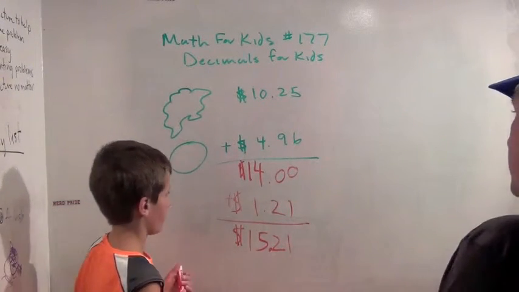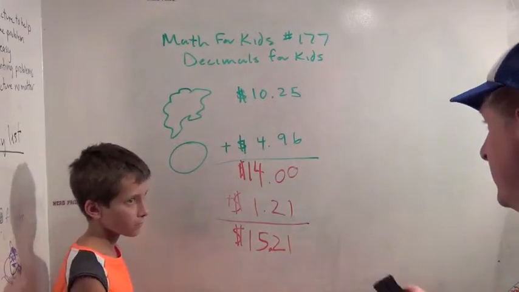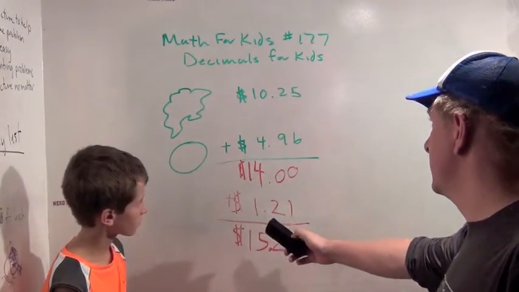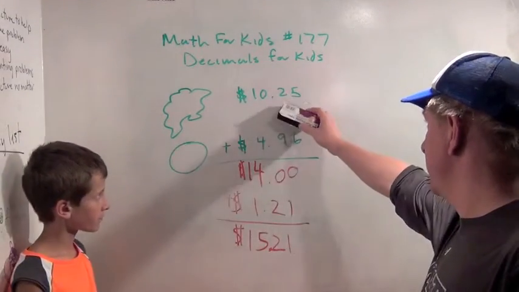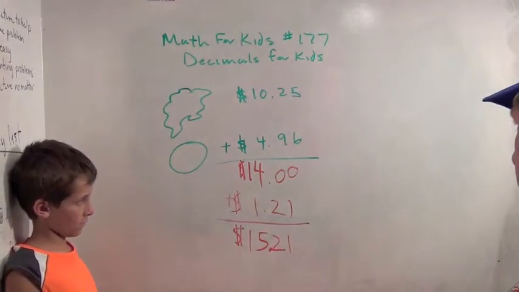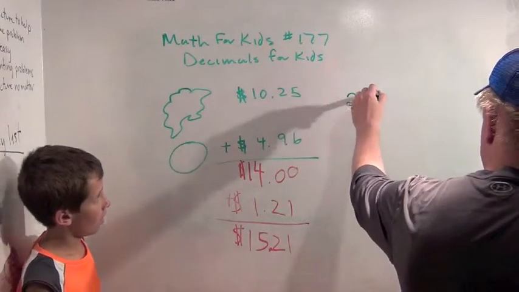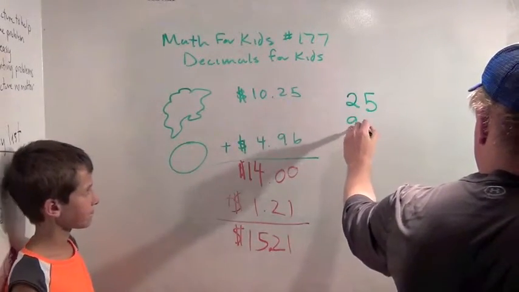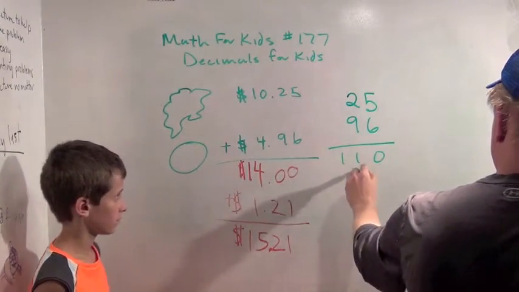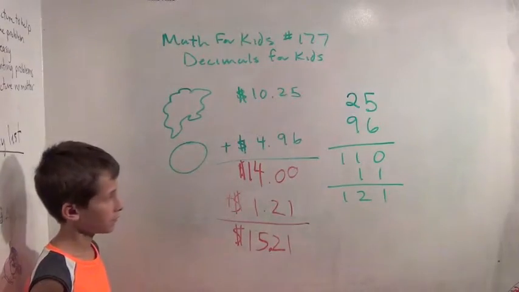Okay. So that's actually pretty interesting. So you just add exactly the same way. So in this case, all you did was you added the dollars. 10 plus 4 was 14. Then you added the cents. 0.25 plus 0.96 was 1.21. Just like if you just had the number 25 and you were going to add it to 96, you would say this was 110 plus 11, which is 121.